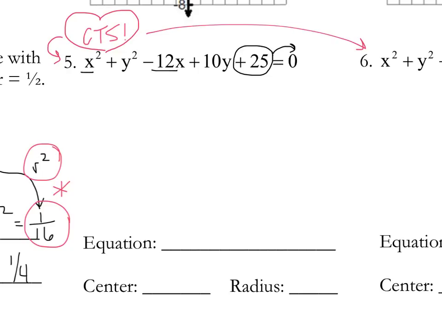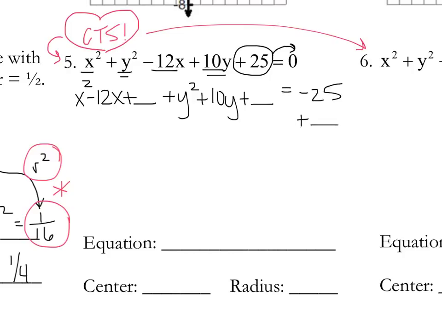I'm just going to rearrange them, and I'm going to put my y's together as well. I'm also going to add a blank after each b term, because I have to complete the square for x and y. So I'm going to have this really long thing. Stay with me. X squared minus 12x plus blank plus y squared plus 10y plus blank equals negative 25 plus blank plus blank.